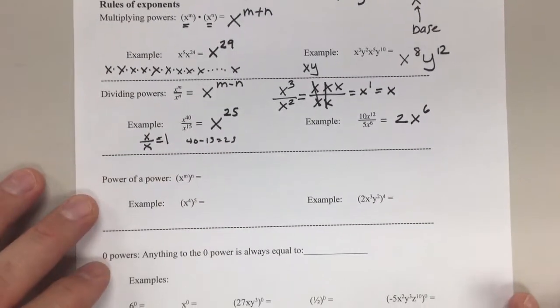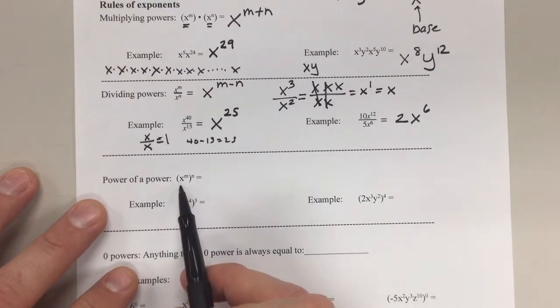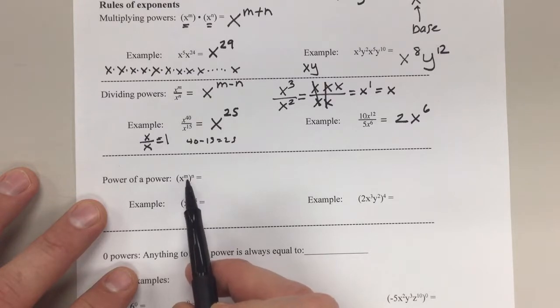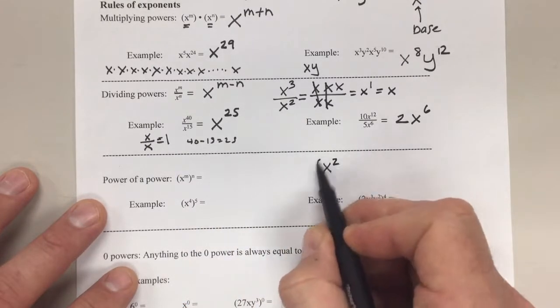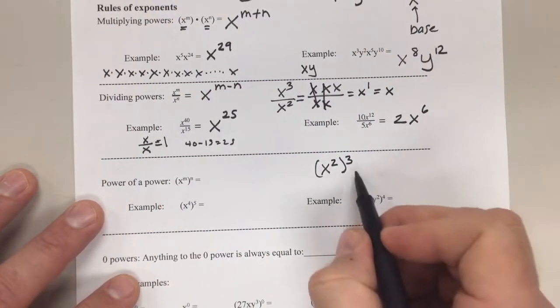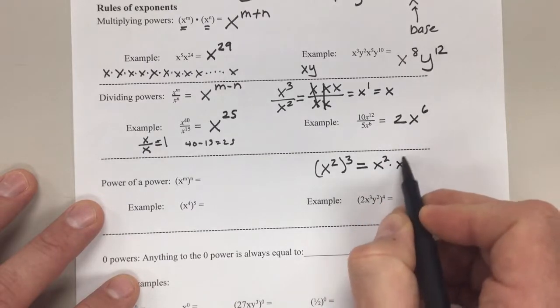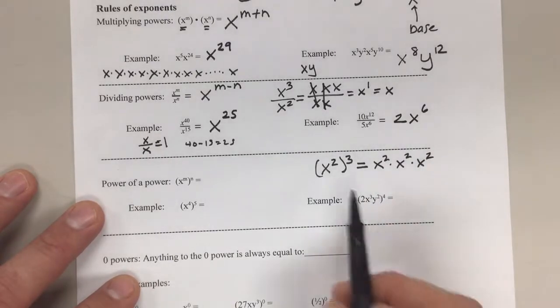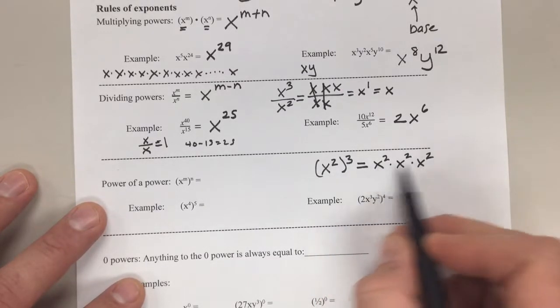The last rule we're going to learn today is called the power of a power. And this is when we have a base to a power, or an exponent, and then in parentheses an exponent on the outside. So we have 2 exponents. So it kind of looks like this, x to the 2nd, and then that to the 3rd. Well, what this means really is that I have 3 of these. So I have an x squared, an x squared, and an x squared, if I'm writing this out in expanded form. And then this means I have 6 x's total.